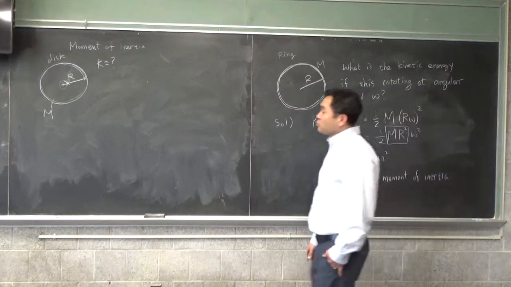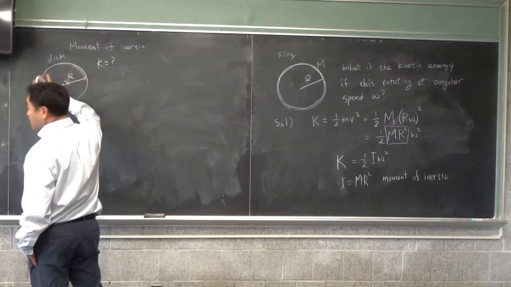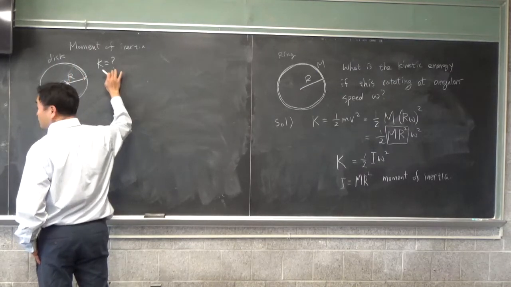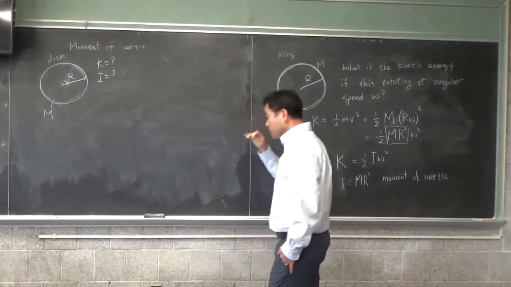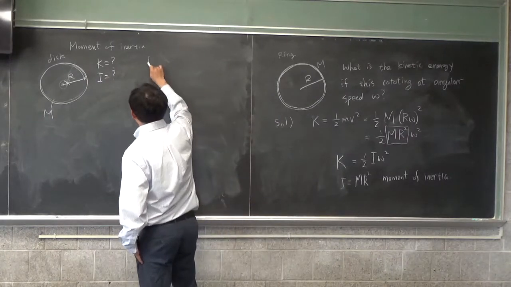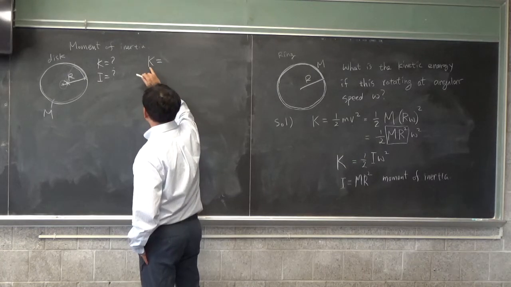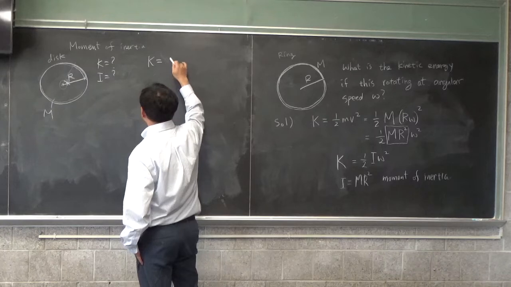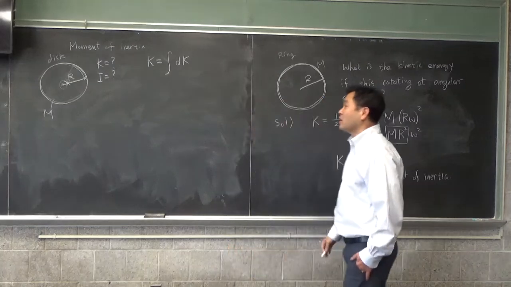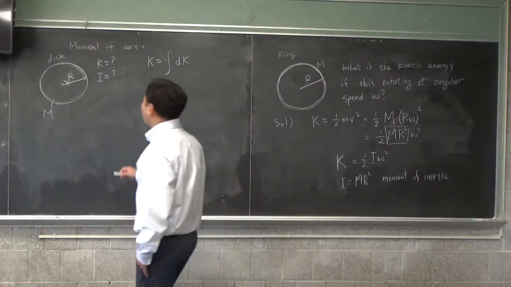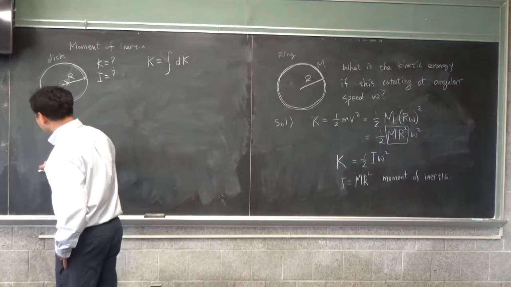Okay, so let's ask two questions in this case. When you have a solid disk rotating, I want to find out the kinetic energy and also the moment of inertia for this case. Okay, how do you do this? First, is it 1/2 mv squared? No. We're trying to use integration. So it's going to be integral dK, universal formula, okay? And we have to figure out what I mean by dK.